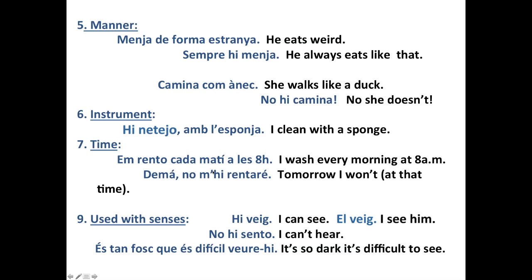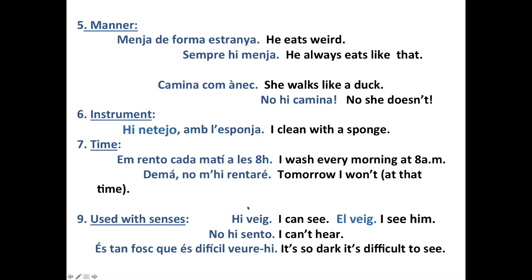With time. Hi rento cada matí a les 8. I wash every morning at 8 a.m. Demà no m'hi rentaré. Tomorrow I won't, at that time. What is it replacing here? It's replacing "matí a les 8". It's replacing the time. Alright.